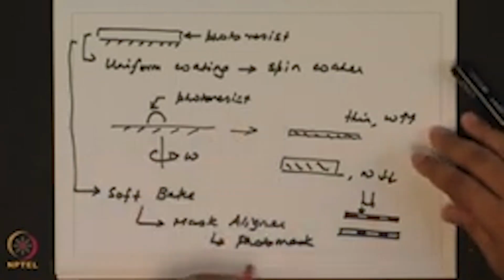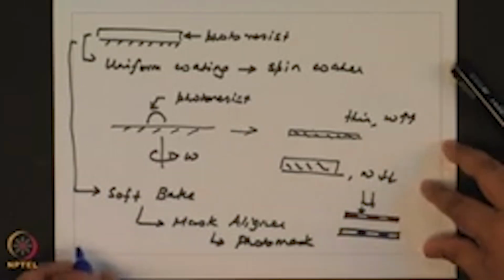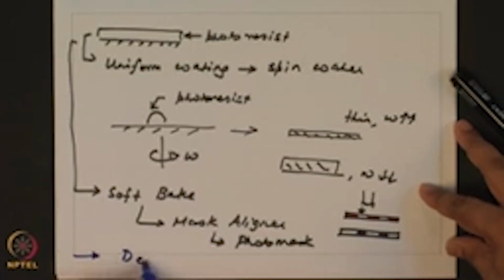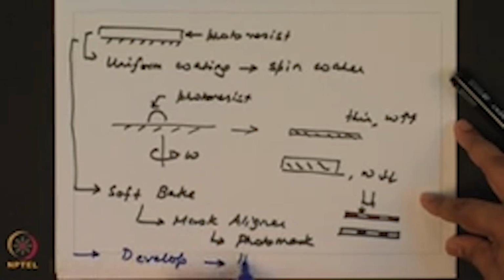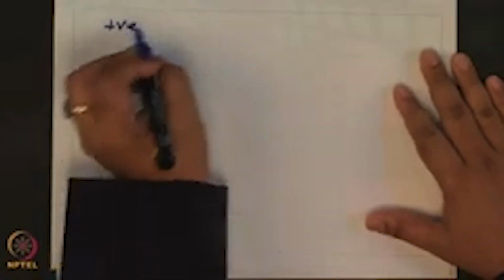After you do this, you go ahead and do the next step. After the photo mask, you do what is called a develop, where you put this in a developing solution, and then finally you do a hard bake, which is an optional step. In this context, there are two different types of photoresist which are possible: one is a positive photoresist and the other is a negative photoresist.